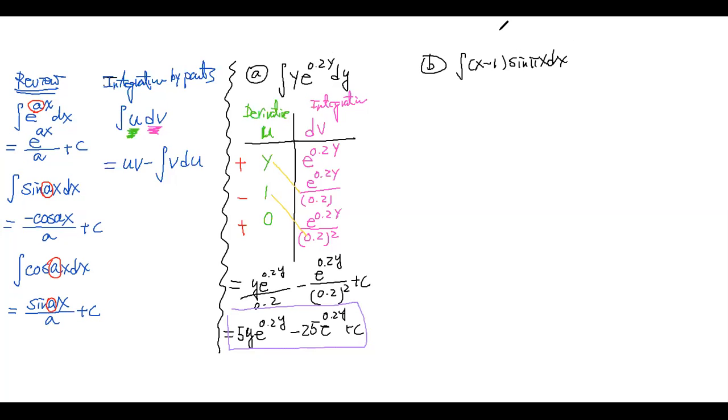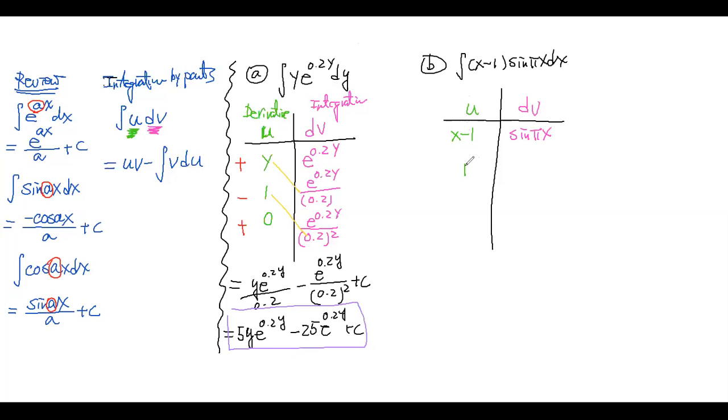Let's do the same way, because this is a polynomial and a trig function. Let's use a table. Here is my u column and this one is my dv column. My u column will be x minus 1, then my dv column will be sine pi x. One side I take a derivative, the other side I take integrations. So x minus 1, you take a derivative, it will be what?